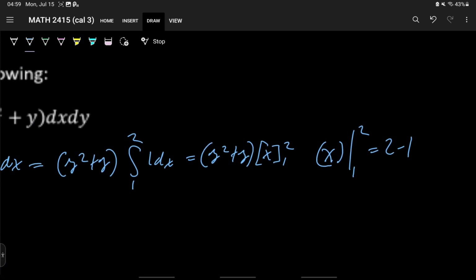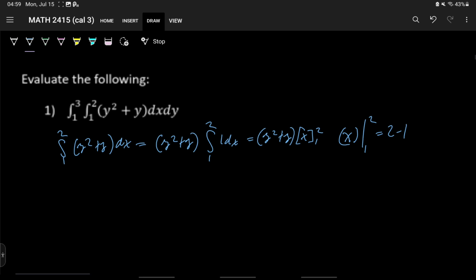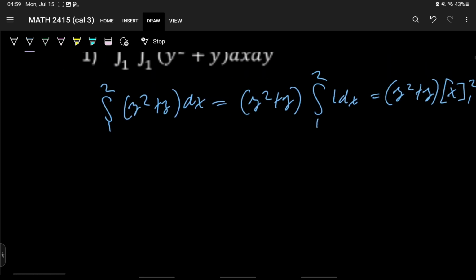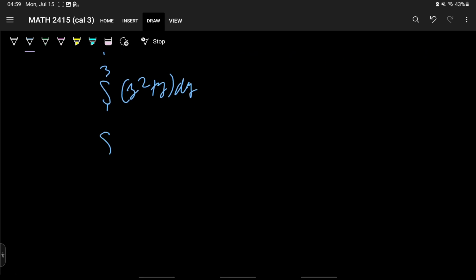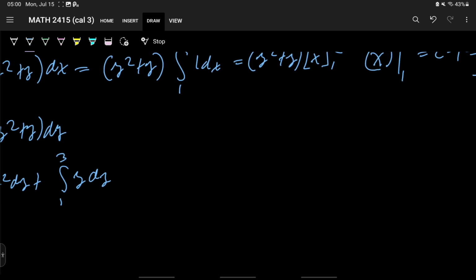So y squared plus y is independent of x, so it can be treated as a constant during the integration with respect to x. And so that's how I landed with 1 right there. So now let's integrate with respect to y. This can be split into two integrals. So let's go ahead and just do these separately.